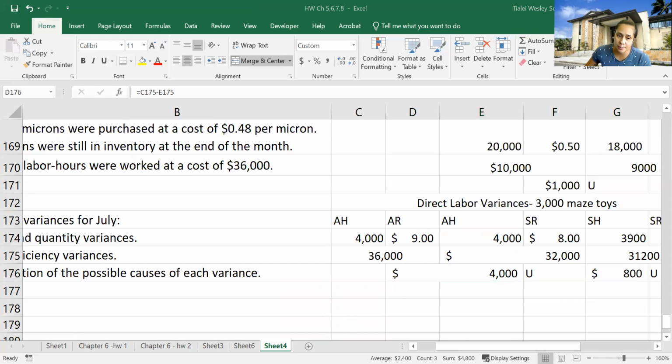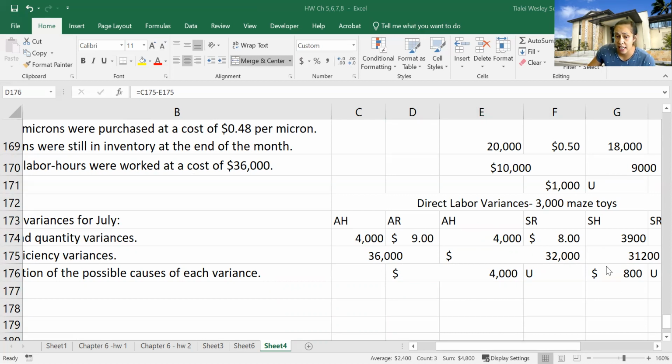Let me read you what the textbook says. Labor rate variance, since it's unfavorable, the actual average wage rate was higher than the standard rate. Some of the possible explanations include increase in wages that has not been reflected in the standards, unanticipated overtime, and a shift towards more highly paid workers. So maybe you have more skilled workers that you have to pay a higher rate.